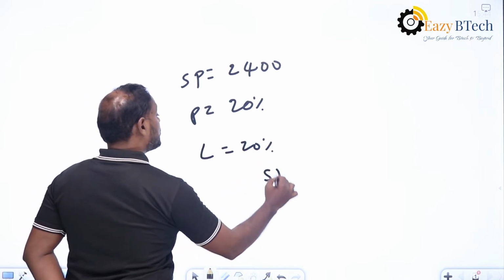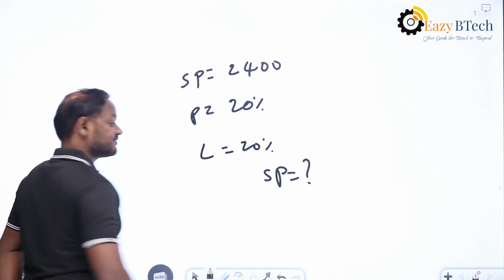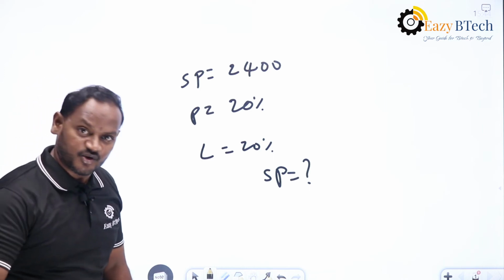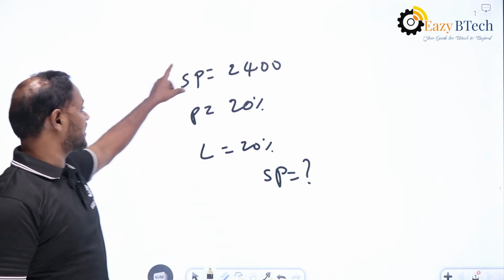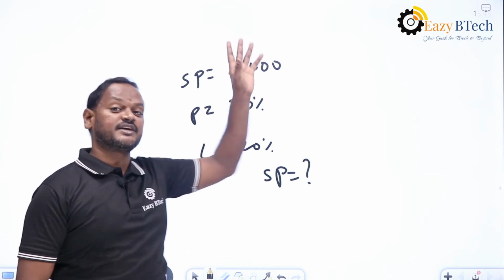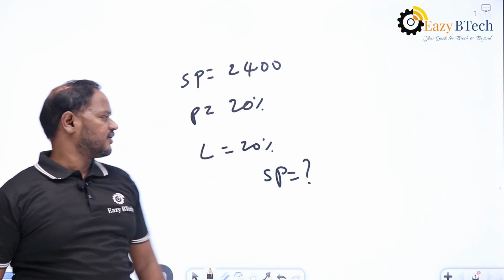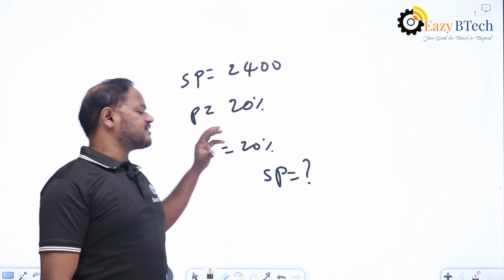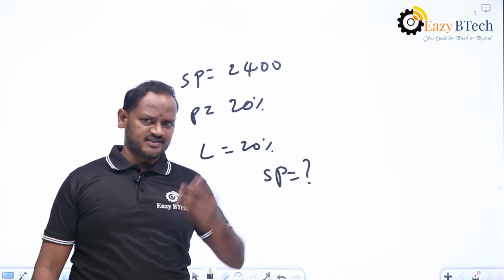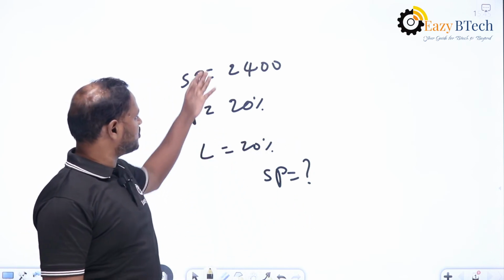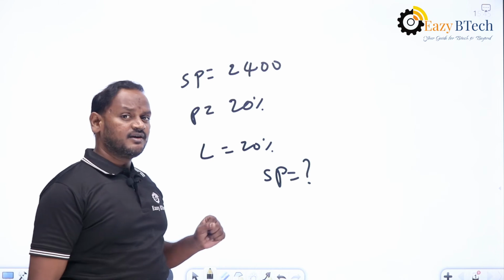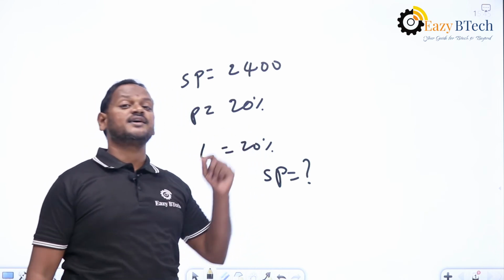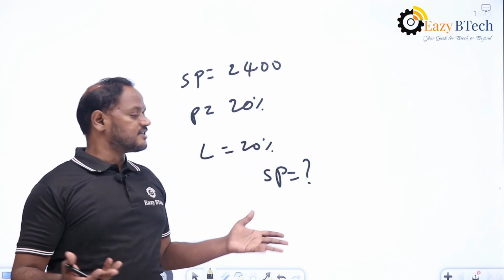What will be the new selling price? Very interesting, right? That is the question. A man sold an article for 2400 and got 20% gain or profit. To get 20% loss, find the new selling price. If he sells it for 2400, he'll get 20% profit, right? But he needs to get only 20% loss, not profit. Then what will be the selling price?